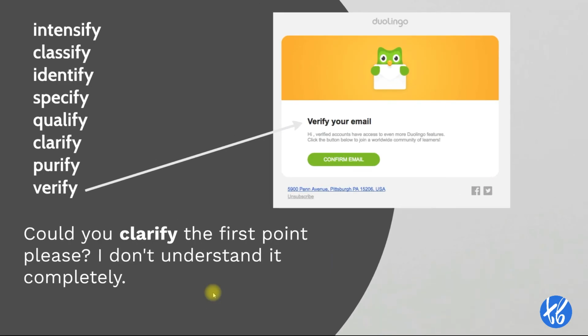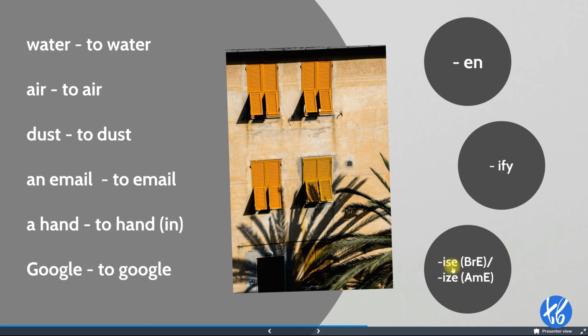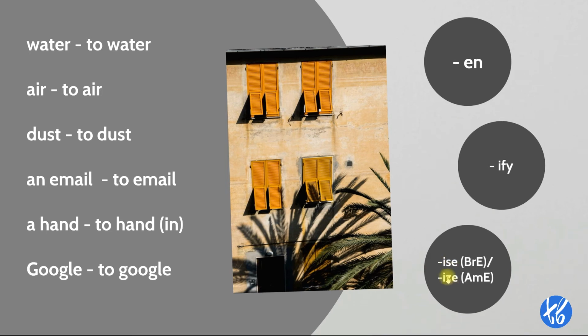Intensify, classify, identify, specify, qualify, clarify, purify, verify your email. Could you clarify the first point, please? I don't understand it completely. The difference between ise and ize is that in British English you will see verbs ending in se and in American in ze, or zee as Americans say it.